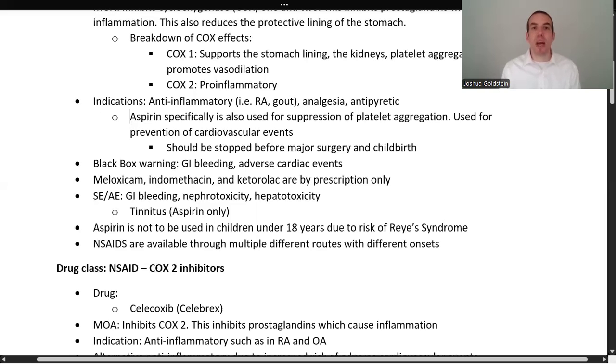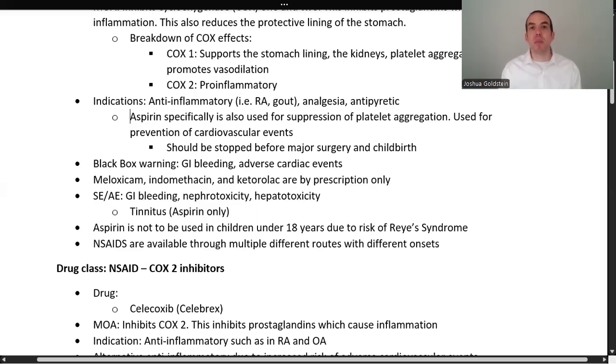All of the NSAIDs do have a black box warning that they can cause GI bleeding. That makes perfect sense when we explain that the lining of the stomach is supported by COX, and if we block COX, then the lining of the stomach won't be as well developed, and it will be weaker. It will be more prone to develop a peptic ulcer leading to a GI bleed. It also has a black box warning that it can cause adverse cardiac events.